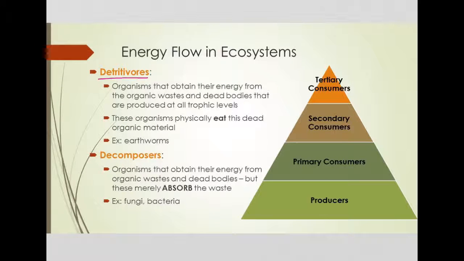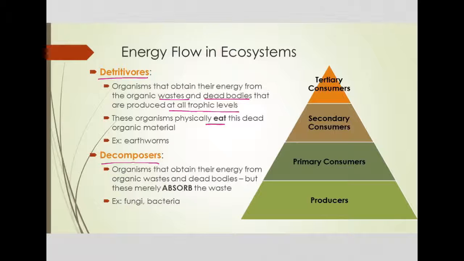Detritivores are not located on this energy flow pyramid. However, a detritivore is an organism that obtains their energy from waste and dead bodies that are produced at all trophic levels. So these organisms physically eat this dead organic material. So these are things like earthworms.